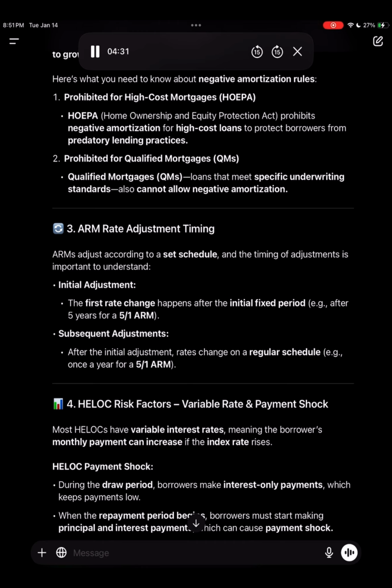2. Prohibited for qualified mortgages. Qualified mortgages, loans that meet specific underwriting standards, also cannot allow negative amortization.